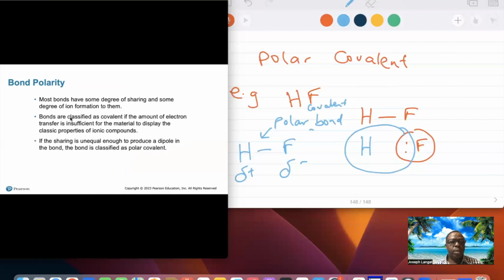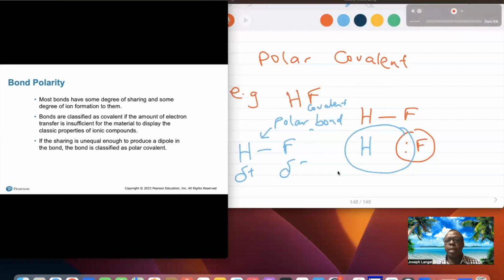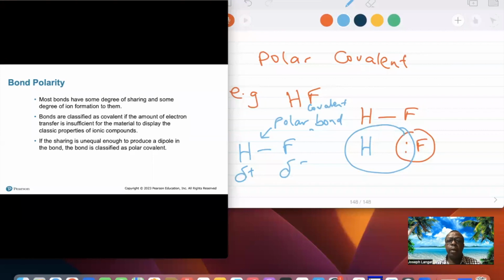So bond polarity results from unequal sharing of electrons. Bonds are classified as covalent if the amount of electron transfer is insufficient for the material to display classic properties of ionic. That means it's not completely transferred. In other words, it's not completely transferred to fluorine as in an ionic compound. An unequal sharing produces a dipole bond. The bond is classified as polar covalent. So you may see in the quiz or in the assignment, which one of the following has a polar bond.